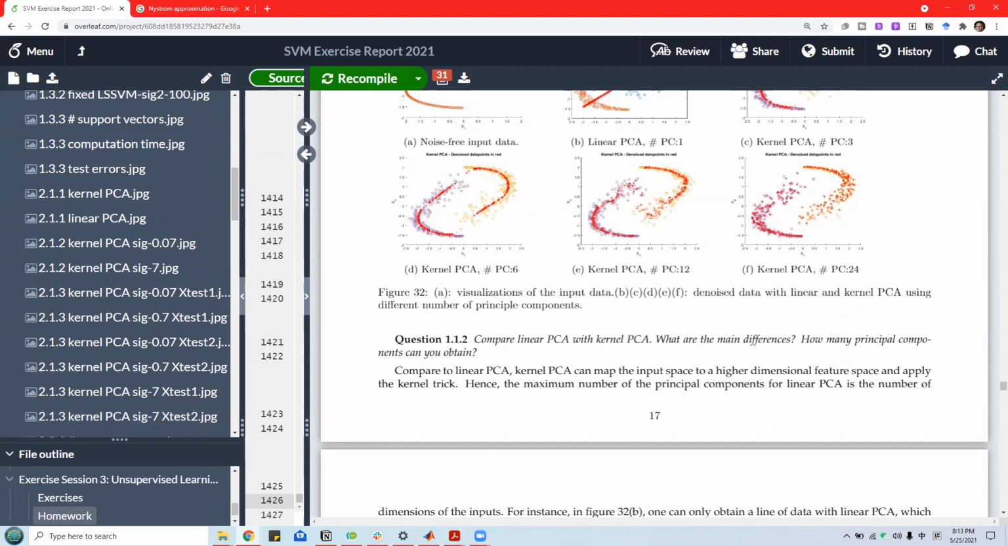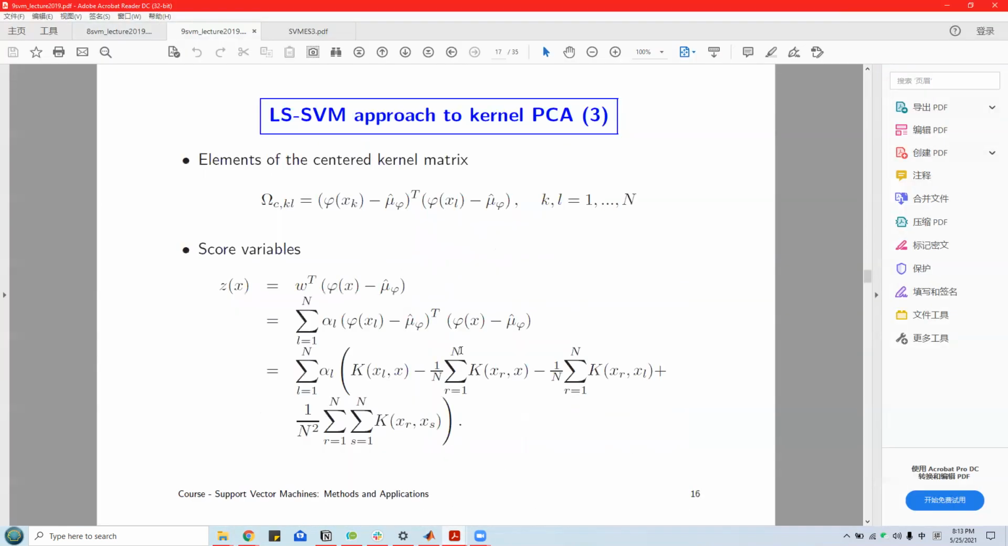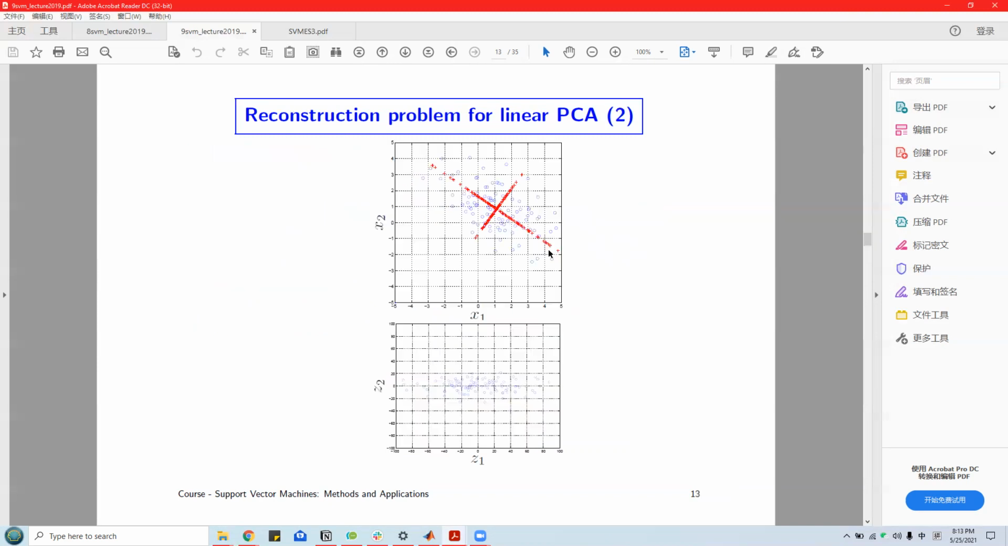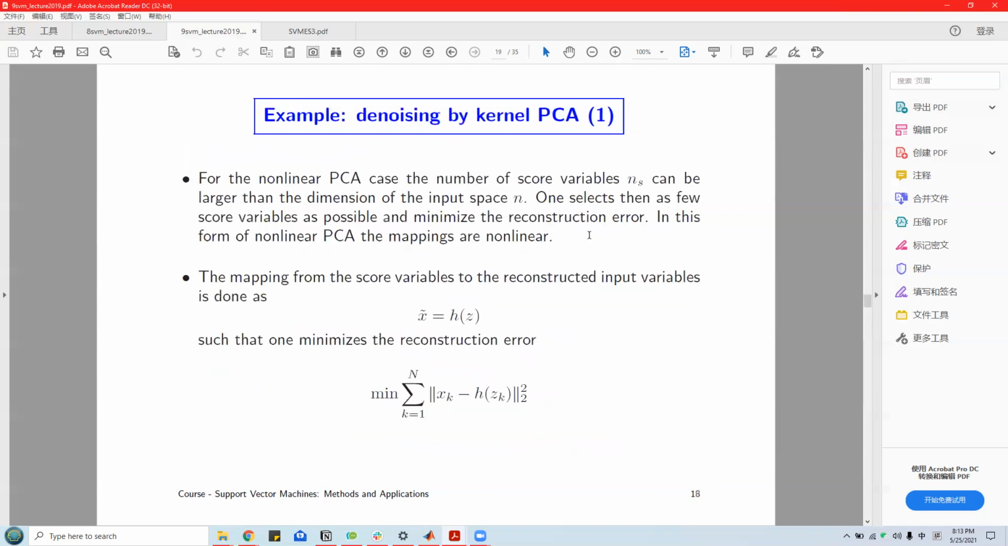And for the other part, you need to compare how many principal components you can obtain for both. So for linear PCA, the maximum number of principal components you can get, if I remember correctly, should be the number of data points or the input dimension. I think it's the input dimension, right? Yeah, the maximum number is the input dimension, right? Okay. All right.